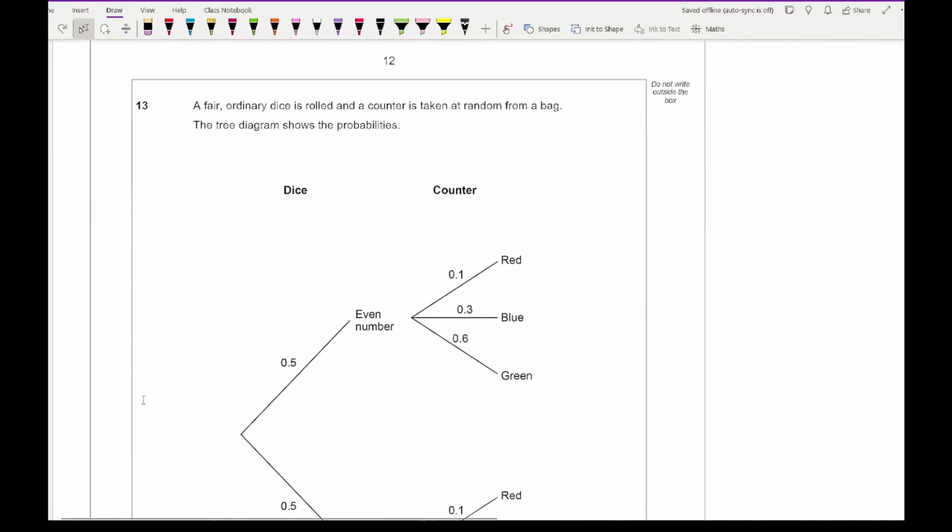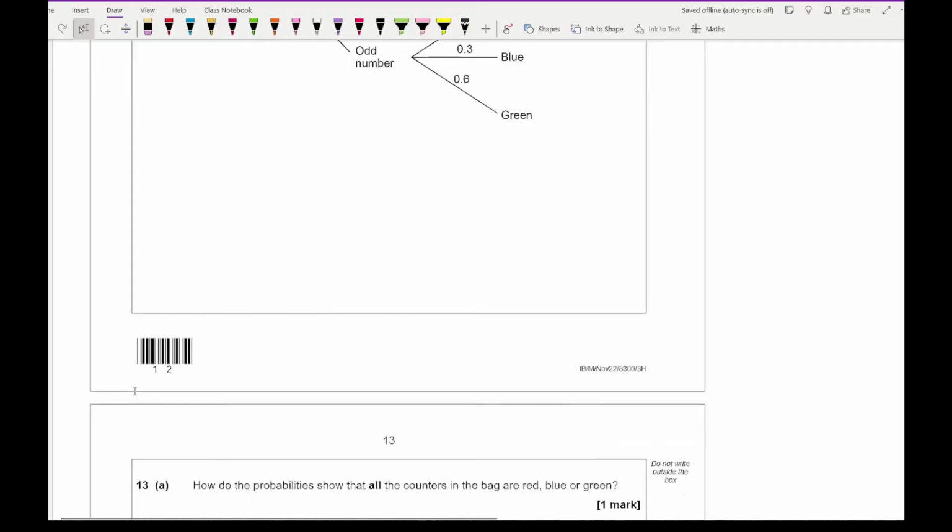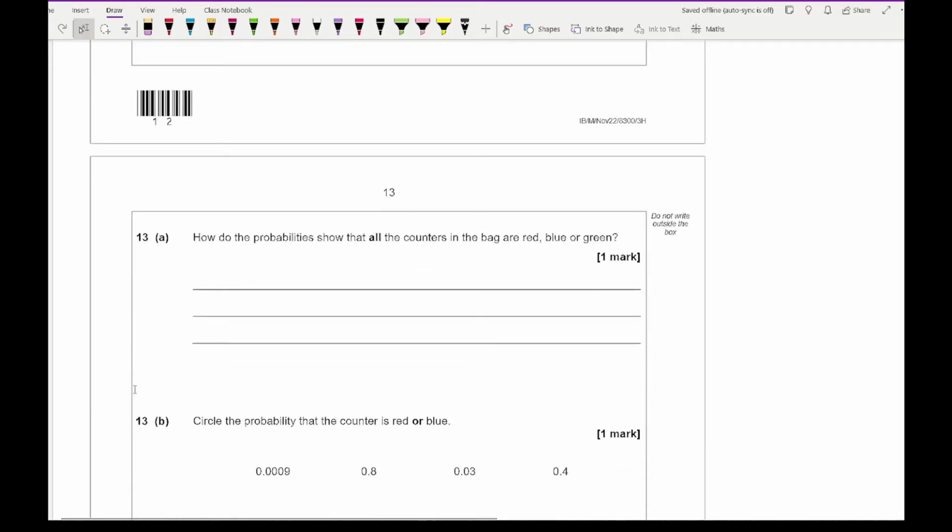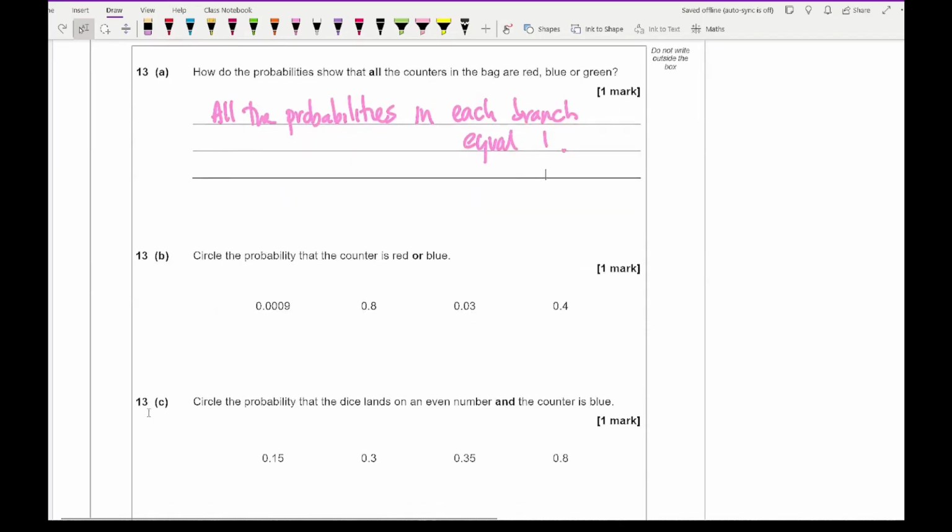Moving on to question 13, it says that a fair ordinary dice is rolled and a counter is taken at random from a bag. The tree diagram shows the probabilities. Here we've got our tree diagram, and the first part says, how do the probabilities show that all counters in the bag are red, blue or green? The reason is because all the probabilities in each branch equal 1. Something along those lines would be absolutely fine. You could say that the probabilities are all exhaustive.